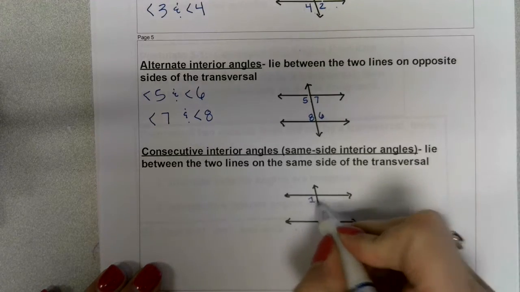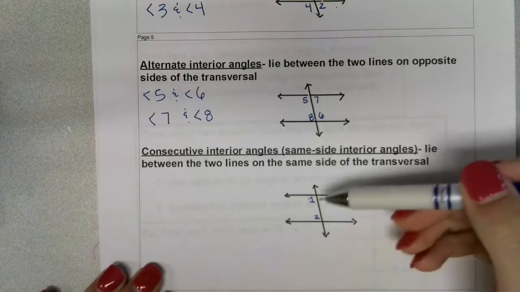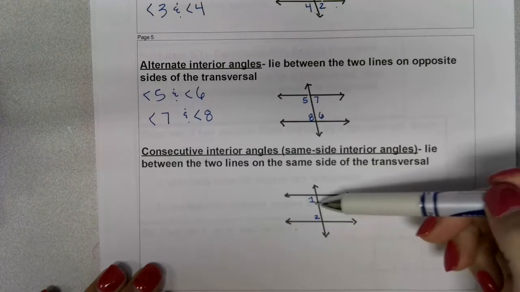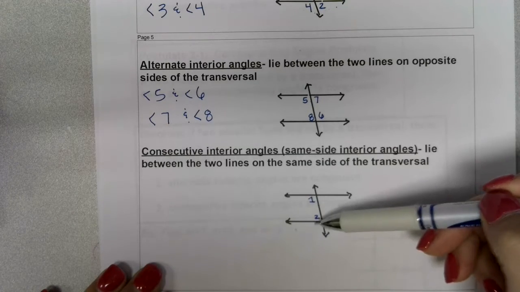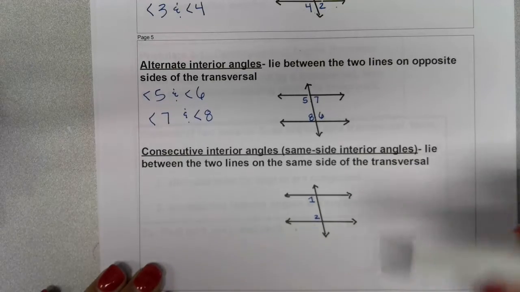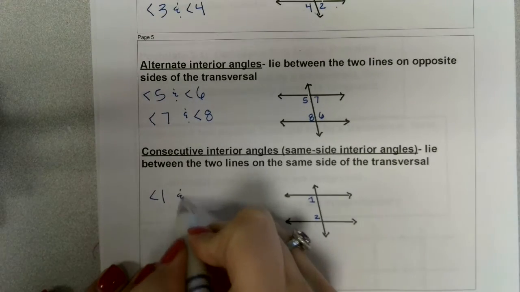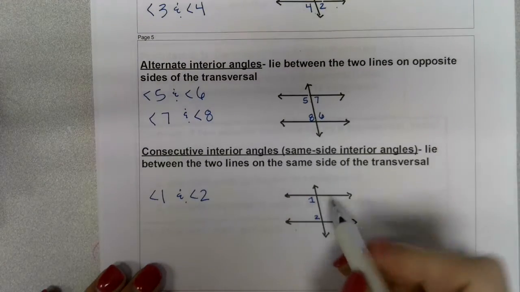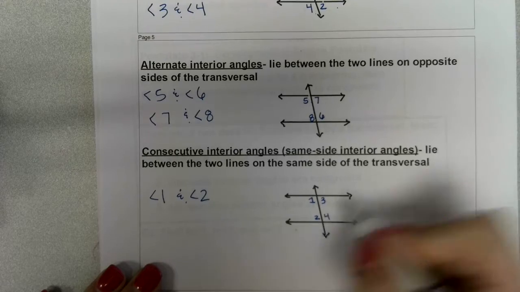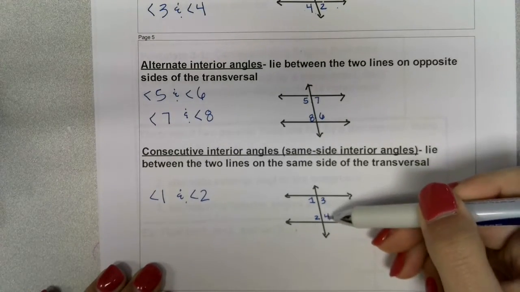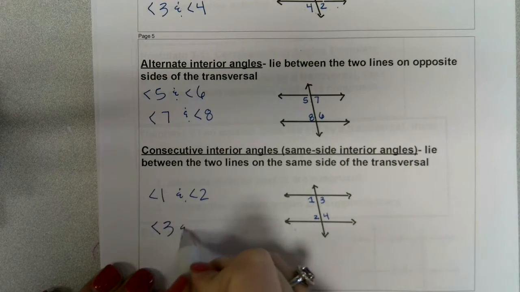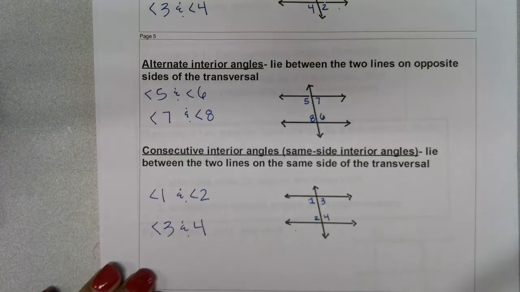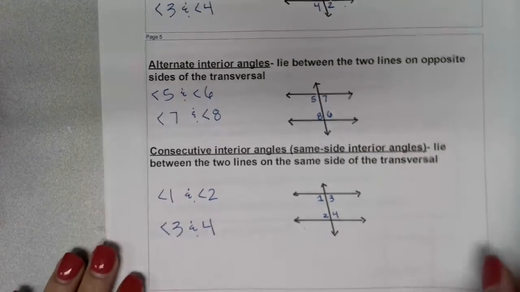So if I look at this, angle 1 and angle 2, they are consecutive interior angles or same side interior angles. They are inside your lines, but they are on the same side of the transversal. Okay, so angle 1 and angle 2 are consecutive interior angles. I could do it the same on the other side if I had 3 and 4. Those are going to be considered consecutive interior angles. So same side of the transversal on the inside of the lines, parallel lines.